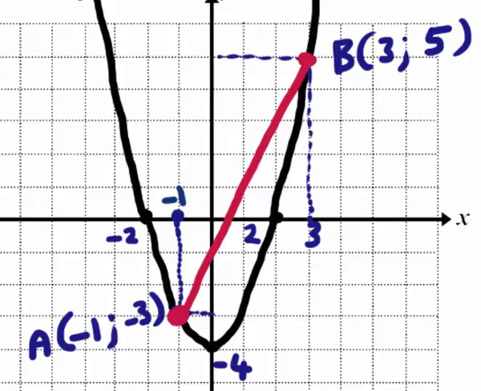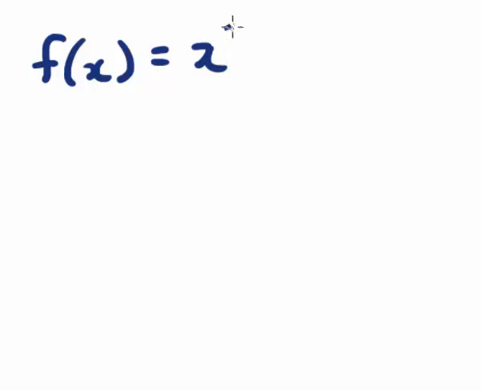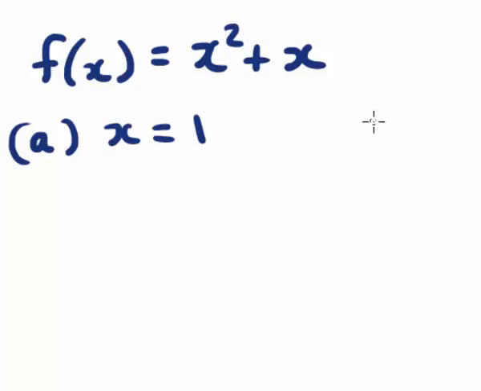Okay, let's have a look at another example quickly. What if I gave you this? Now watch this. I said to you, consider the function f(x) equals x squared plus x. Now you know, grade 12, that's another kind of parabola there. But we want the average gradient between x equal to 1 and x equal to 3.